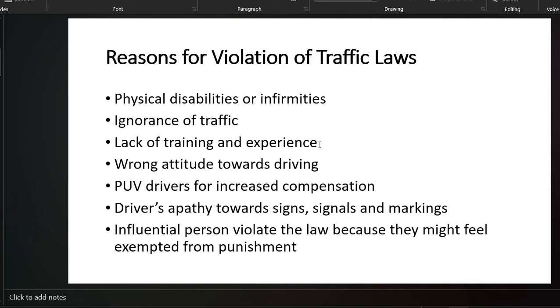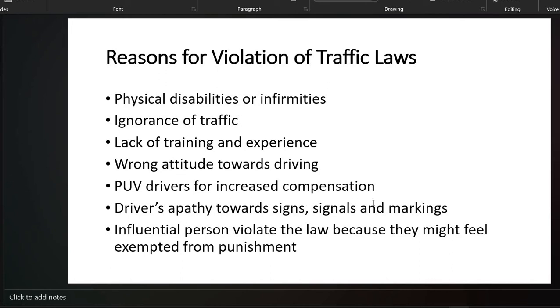Yun yung mga taong tinuruan lang ng kung sino-sino na yung nagturo din, wala rin namang alam. Kaya ikaw, dahil wala rin namang sufficient or enough yung naturo sa'yo, so limited yung iyong idea. Wrong attitude towards driving. So yung mga taong nagda-drive na mas pinapairal yung emosyon, yung mga nakikipag-away.